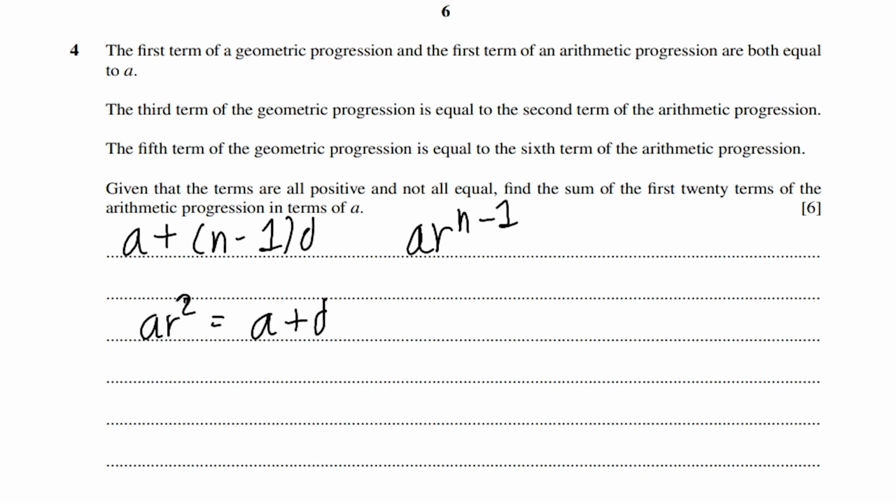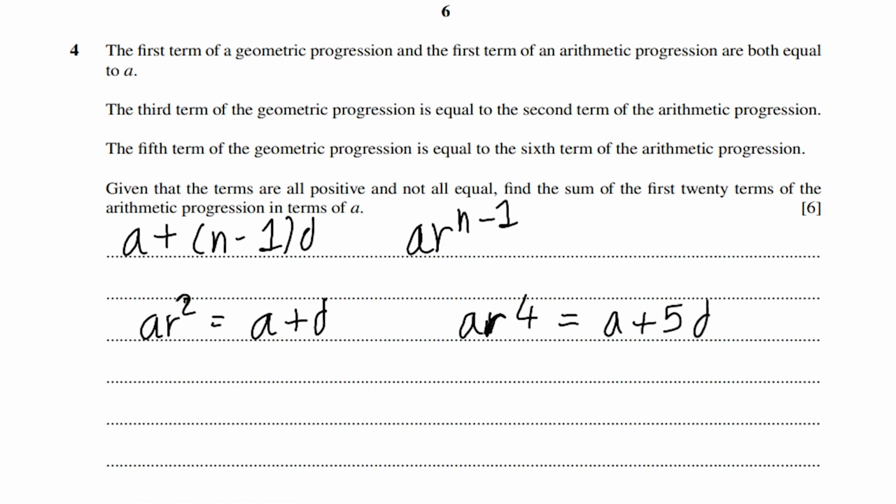Okay, now the fifth term of geometric progression is a r, and since n is 5, 5 minus 1 is 4, so a r raised to the power 4. It is equal to the sixth term of the arithmetic progression. The sixth term of arithmetic progression means n is equal to 6, so 6 minus 1 is 5, so a plus 5d.